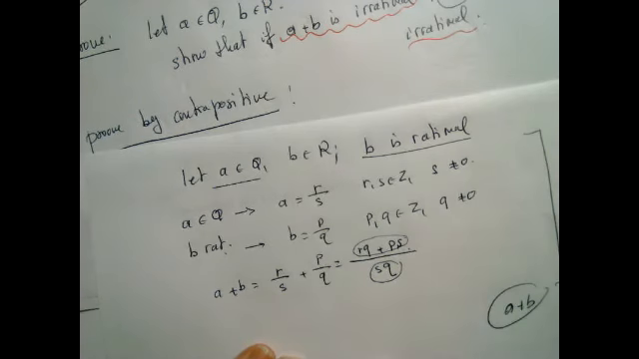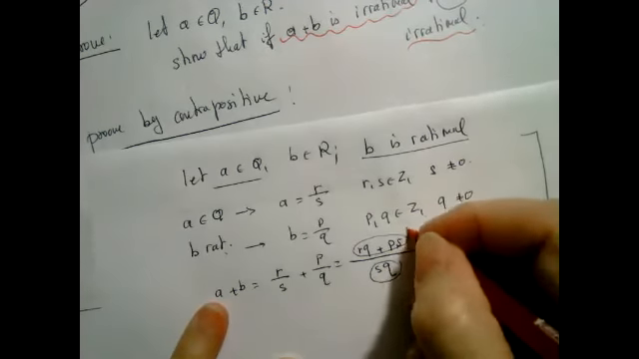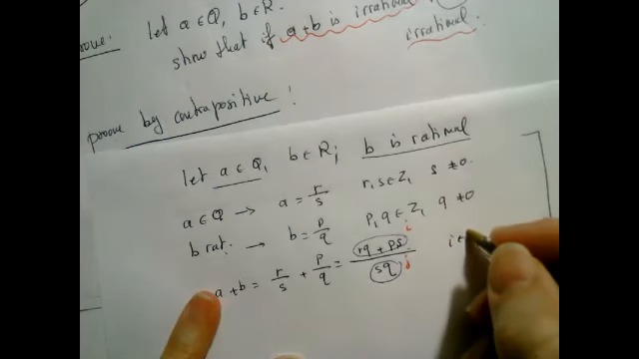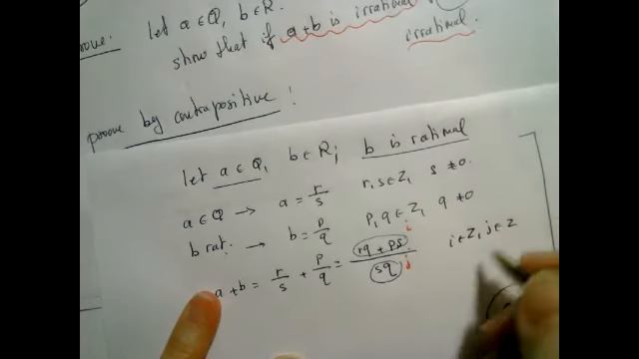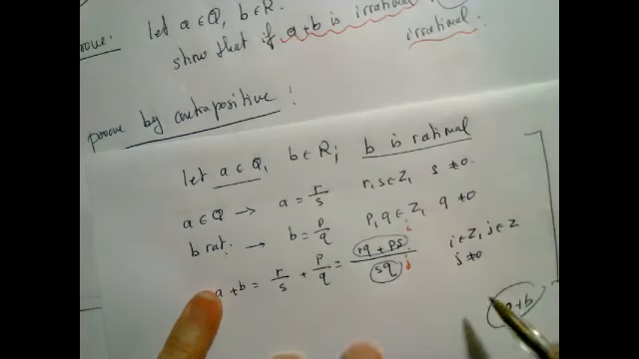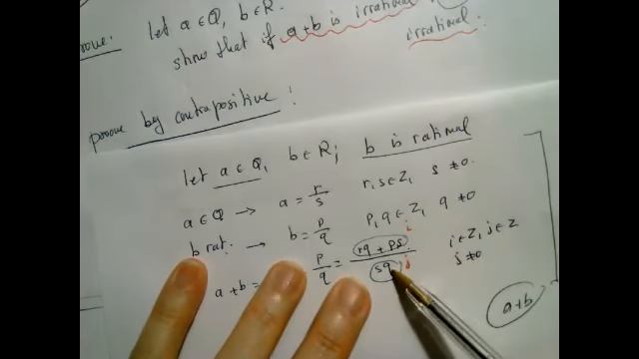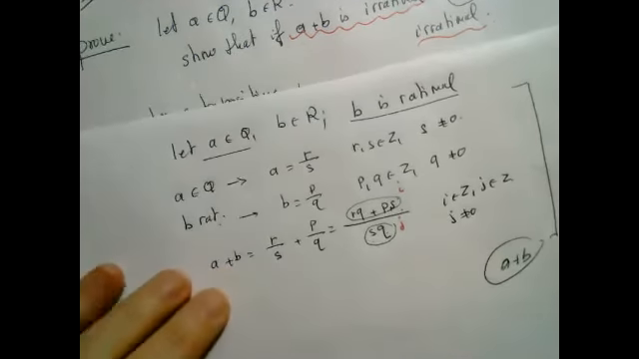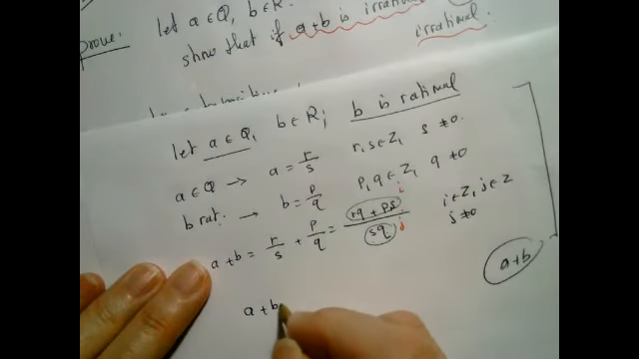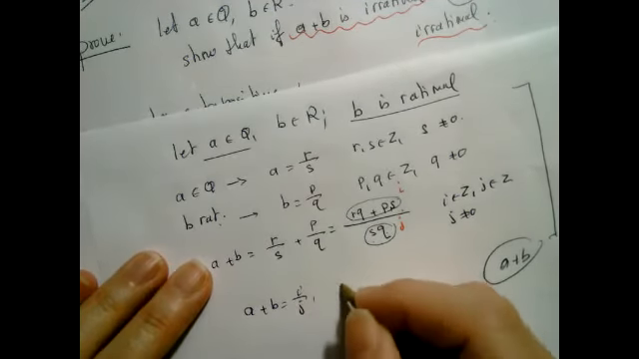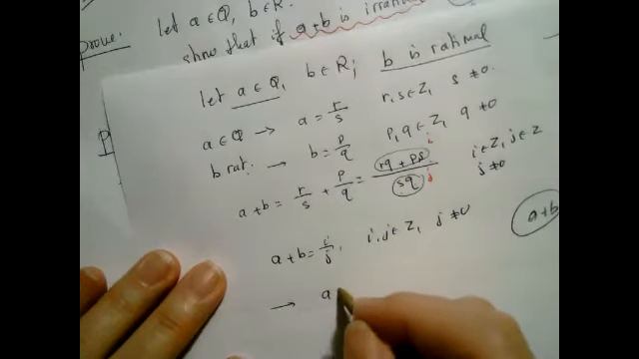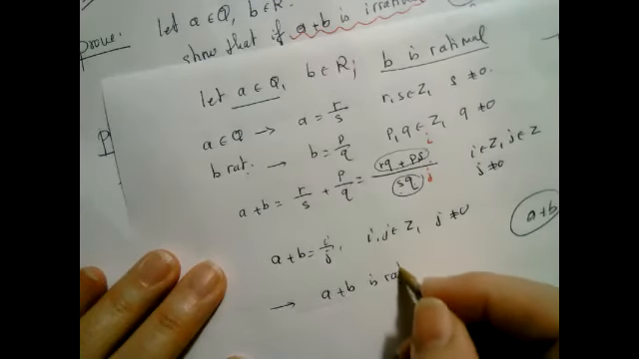I can call this, let us say I, whatever, and call this J. So I is in Z, J is in Z, and J is definitely different from 0 because Q is not 0, S is not 0. So when you multiply them, you get a non-zero number. And I have A plus B is I over J, I, J in Z, J different from 0. So hence A plus B is rational by definition of rational number.